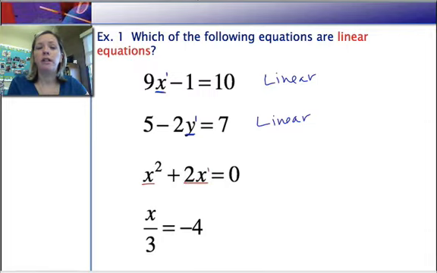In the next example, we have x squared plus 2x equals 0. So here we have an x to the first power in the 2x term, but unfortunately in the first term we have x to the second power, right? So this guy is not linear. We have our variable that's being raised to a different power other than 1.